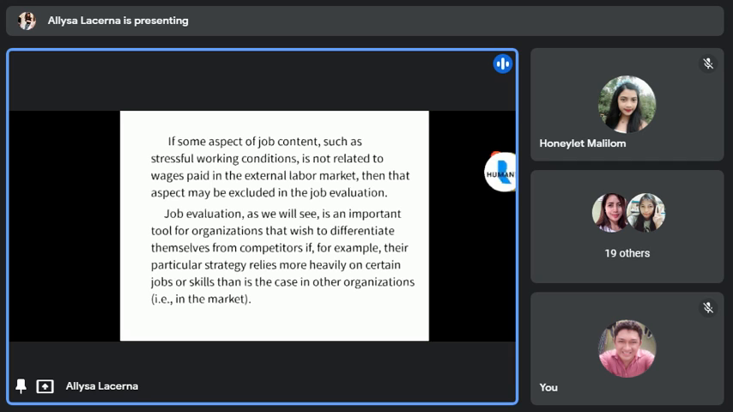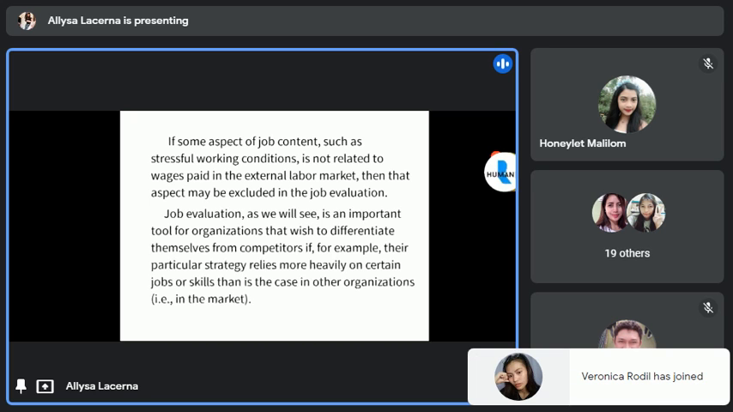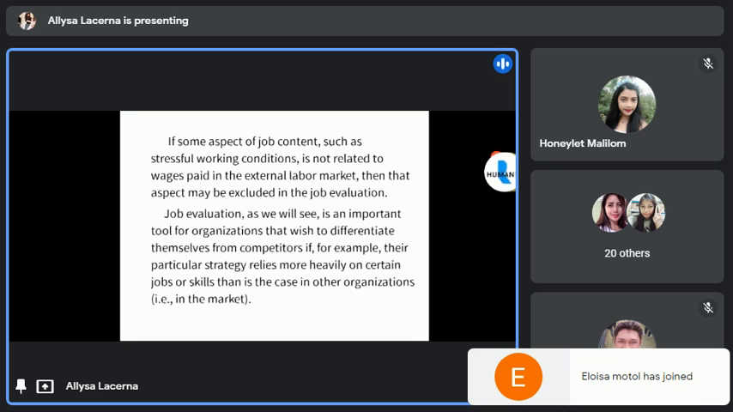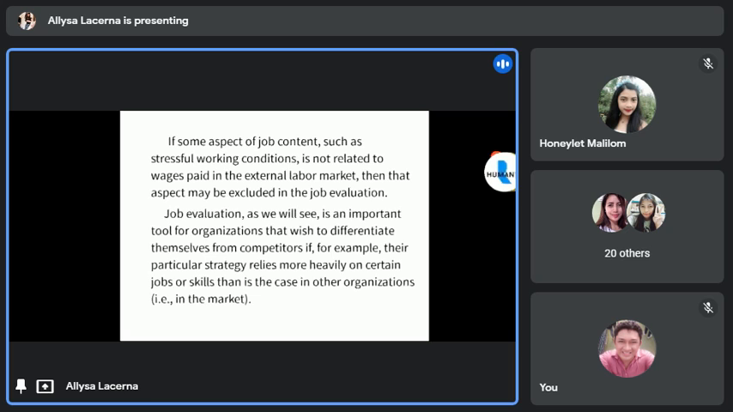If some aspect of job content, such as stressful working condition, is not related to wages paid in the external labor market, then that aspect may be excluded in the job evaluation. Job evaluation, as we'll see, is an important tool of organizations that wish to differentiate themselves from competitors. If, for example, their particular strategy relies more heavily on certain jobs or skills than is the case in other organizations. For example, nito ay sa merkado.